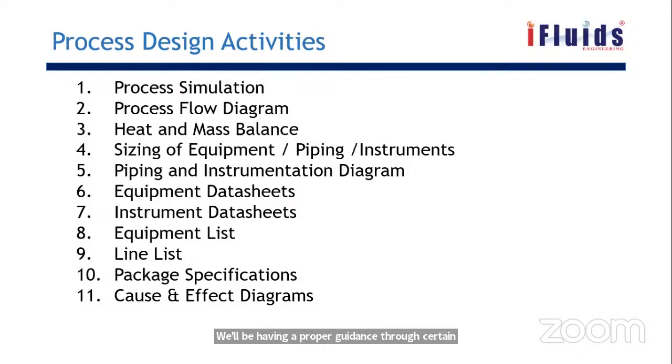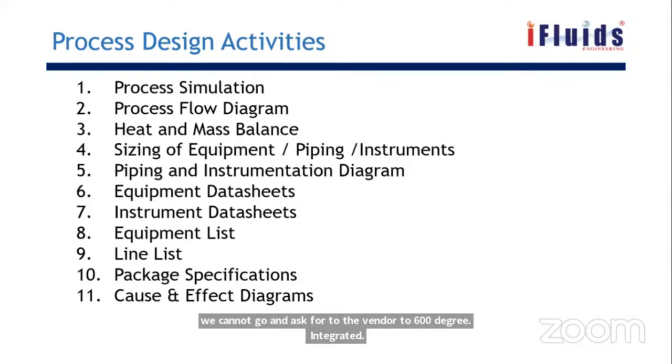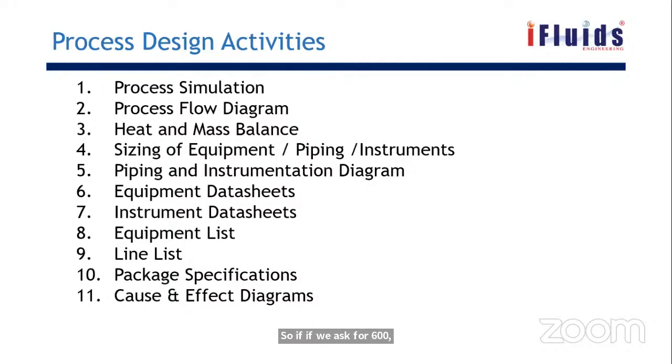So we cannot go and ask the vendor for 600 degrees centigrade. If we ask for 600, where we will not be seeing that much temperature, then we'll be buying a costlier instrument, a costlier transmitter, right? The cost will be more if we ask for 600. So we'll be asking for say 400 or 420 like that. How to choose these things will be guided for each project. There will be certain documents which we need to follow for this.